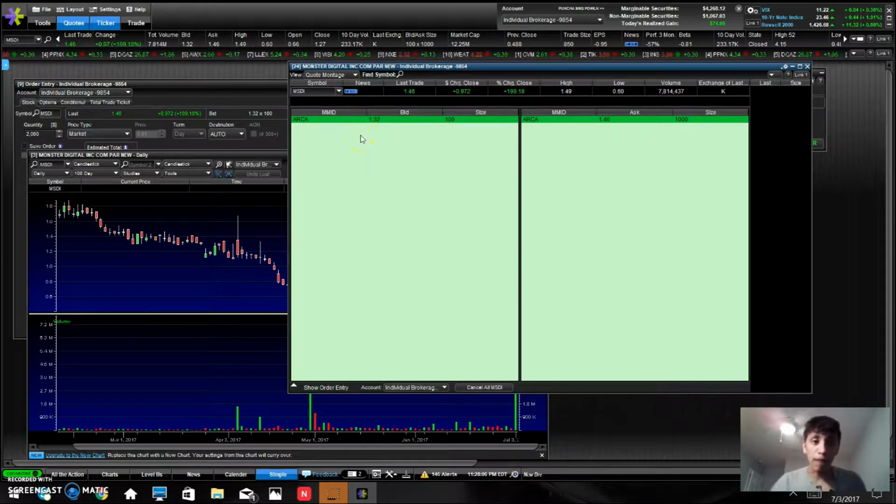Depending on how many people are on this side and how many people are on this side, you can kind of see the size of how much they want to buy. And from there, you can kind of determine where the stock's going to go next.